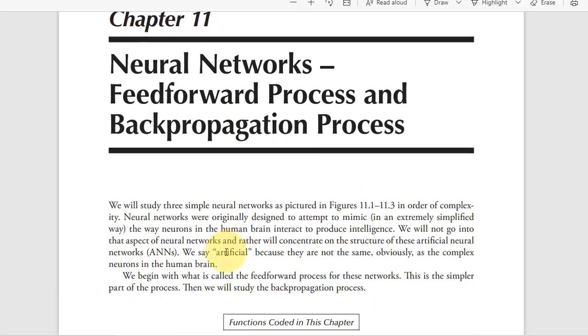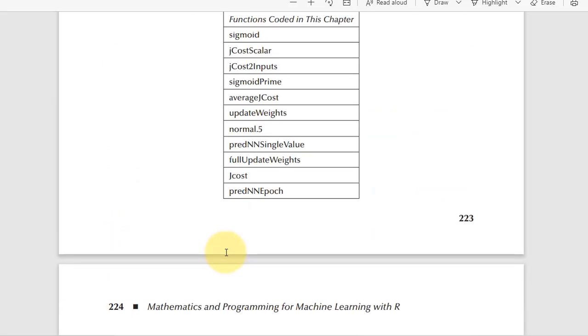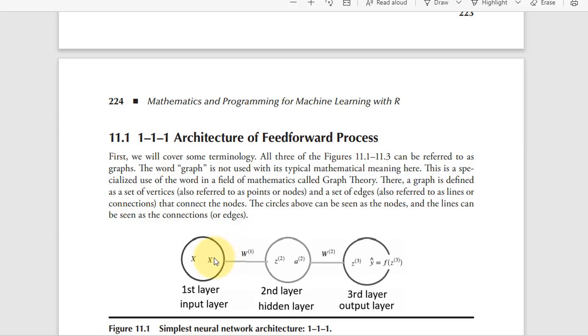So we're going to talk about something called a neural network, and a simple picture of a neural network would be this. We have what's called 3 nodes here, or 3 circles. We call them nodes, and they're coming in layers. So we'll call this the first layer, the second layer, and the third layer.